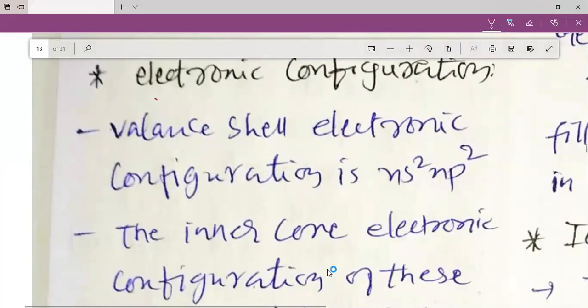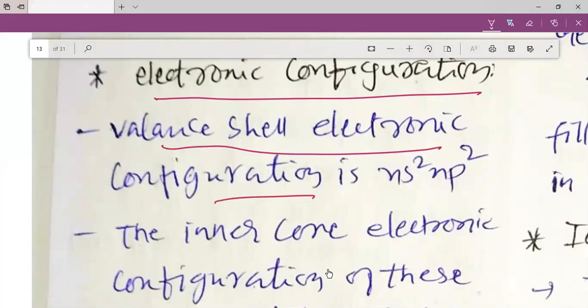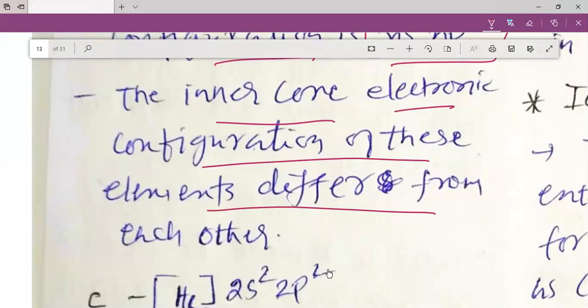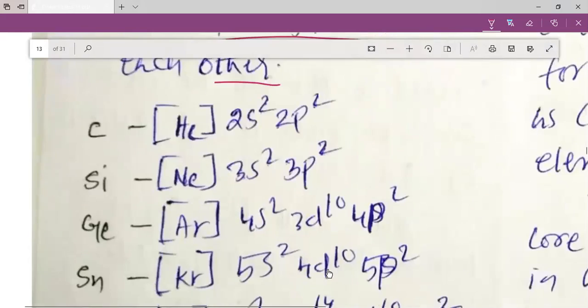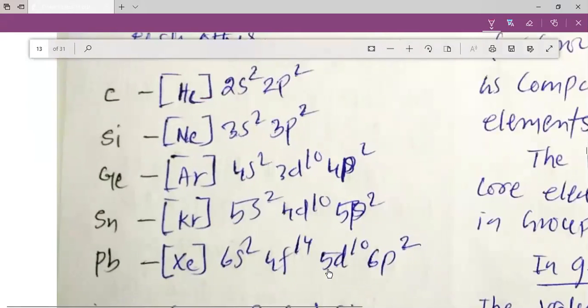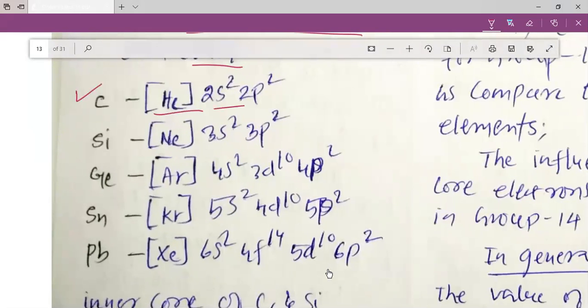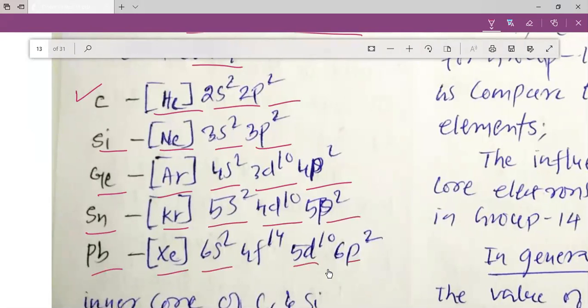Now, my dear students, we have the electronic configuration of these group 14 elements. The valence shell electronic configuration of group 14 elements we can write as ns2 np2, but the inner core electronic configuration of these elements differs from each other. You can see on the screen, I have written the electronic configuration for all these elements present in group 14: carbon, He 2s2 2p2; silicon, Ne 3s2 3p2; germanium, Ar 4s2 3d10 4p2; tin, Kr 5s2 4d10 5p2; lead, Xe 6s2 4f14 5d10 and 6p2.